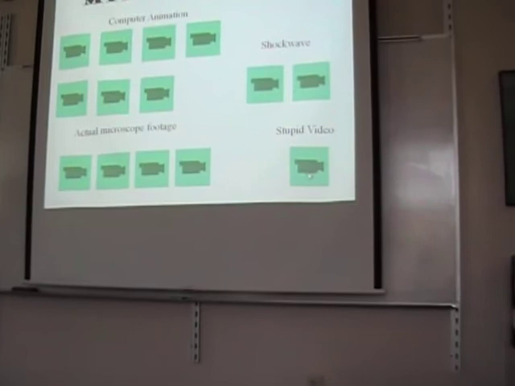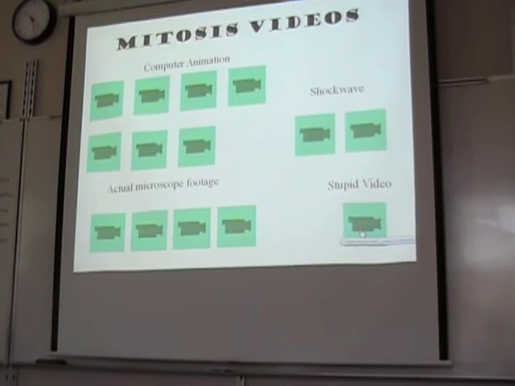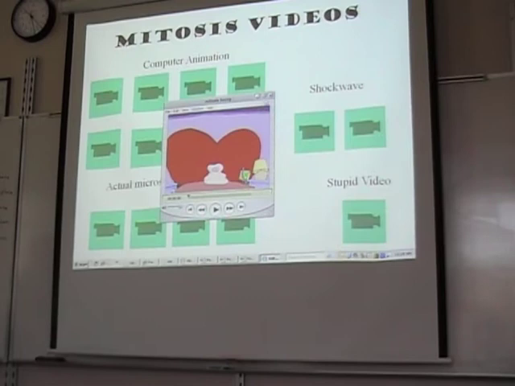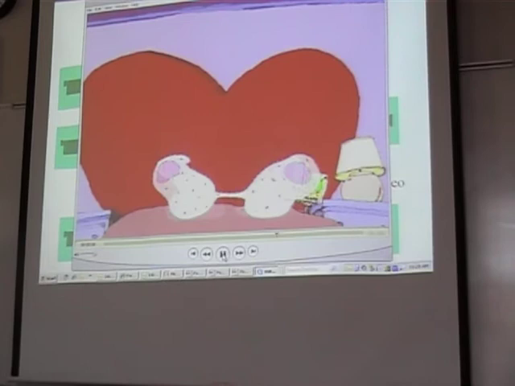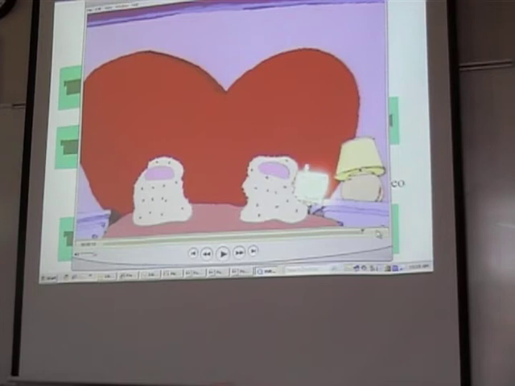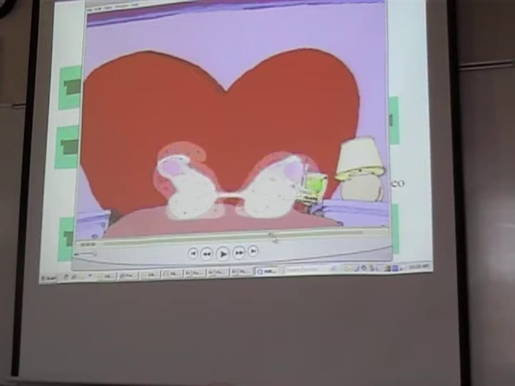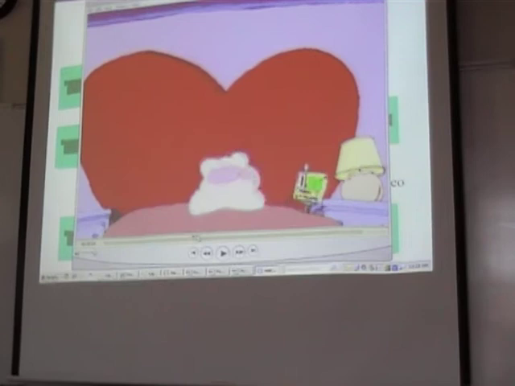Yes, please. Okay, the stupid video, this is called asexual reproduction. This is love with cells. It's a single cell doing asexual reproduction. That's asexual reproduction. See, it's in a honeymoon suite. That's a heart-shaped bed. There's only one, because that's how asexual creatures do it. See, it's a joke. It's a sex joke.